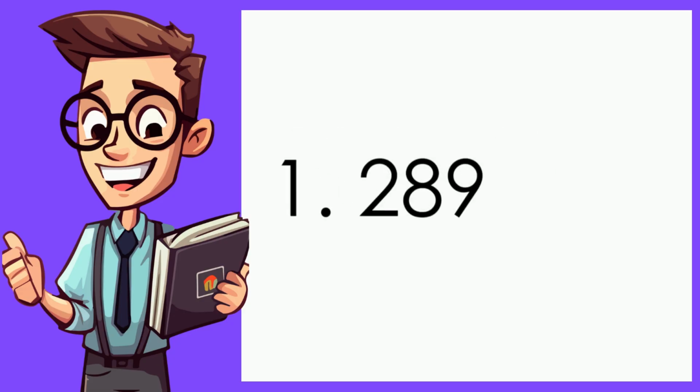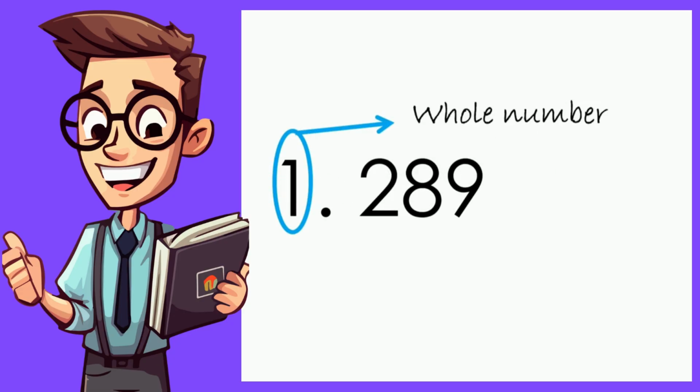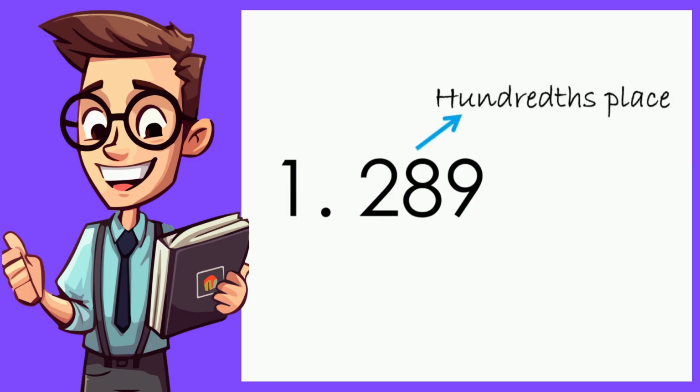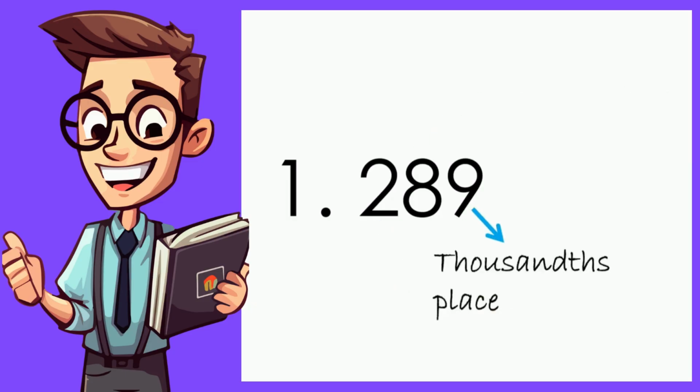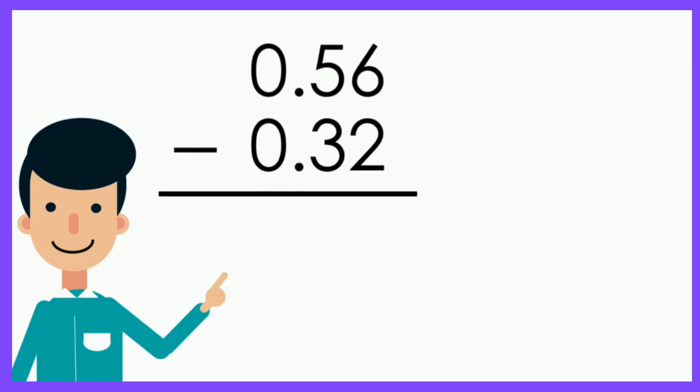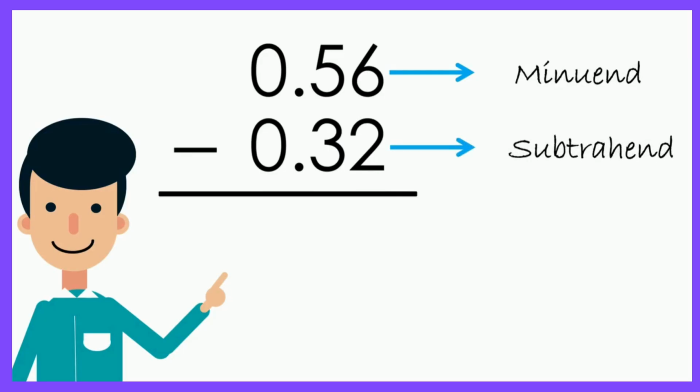Here's an example. This part is a whole number, and this part is what we call the decimal point. Right after that are the decimals. We call these the tens place, the hundreds place, the thousands place, and so on. Just like how we subtract large numbers, decimals can also be rewritten in vertical form. The upper portion is what we call the minuend, and the lower portion is what we call the subtrahend.